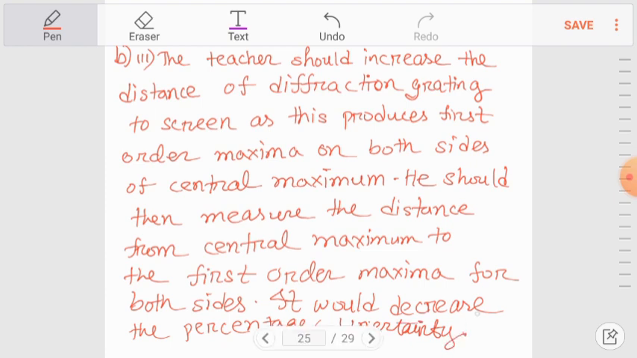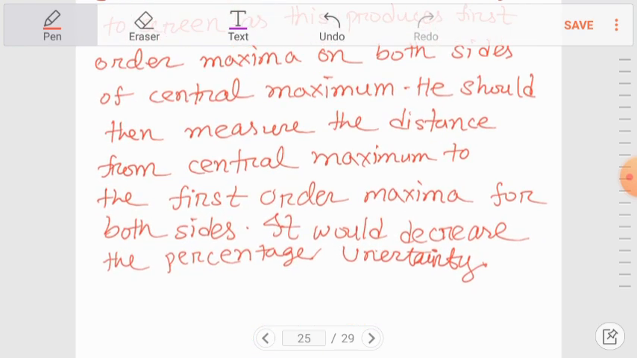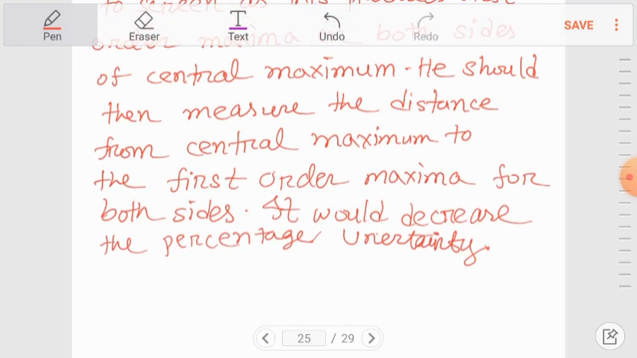Percentage uncertainty. And with this our question number B3 ends. So this was the entire ending for B3. I hope B3 was clear, and with this our entire question number 18 ends. And now I'm moving to question number 19.